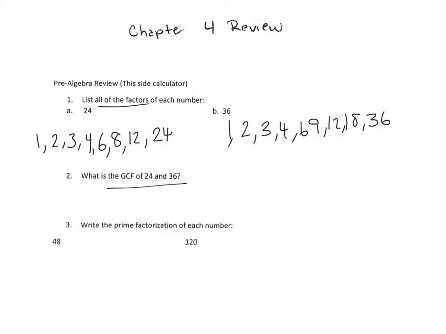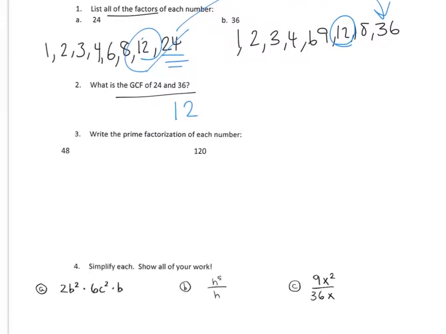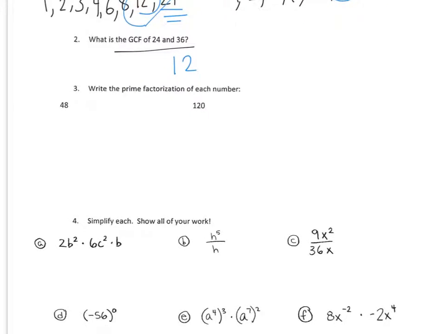So I'll start at 24. Does 24 go into 36? No. Does 12 go into 36? Yeah. So 12 is the greatest common factor. And then down here to write the prime factorization, this is when you want to do a factor tree. So do a factor tree.